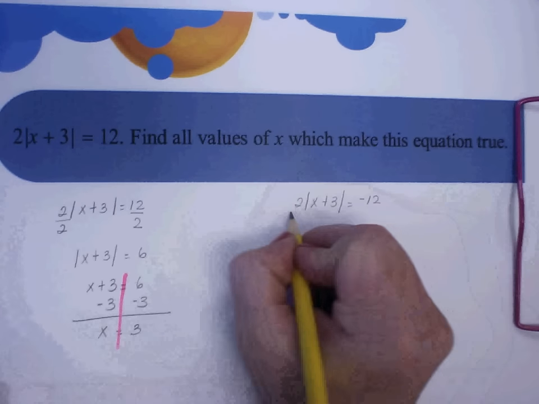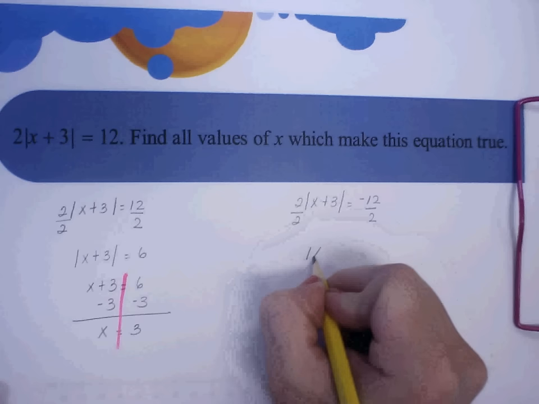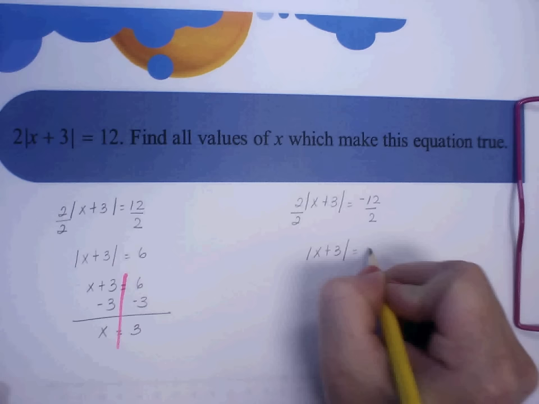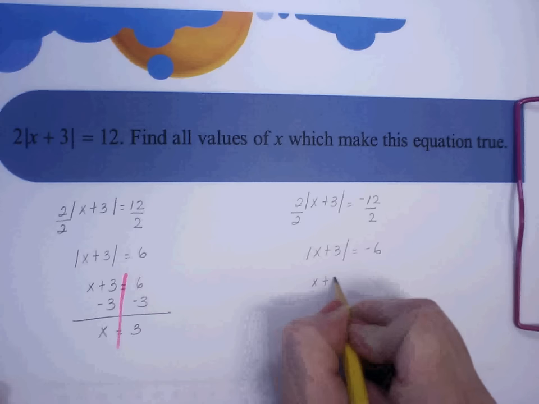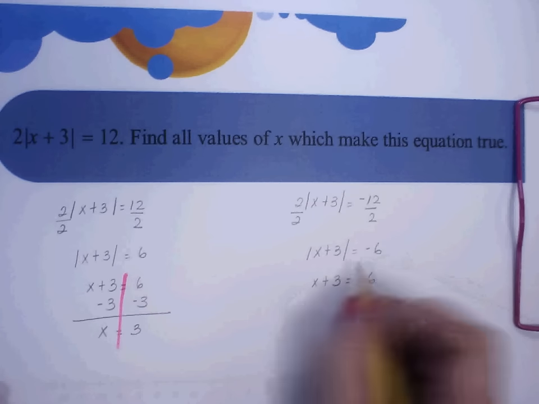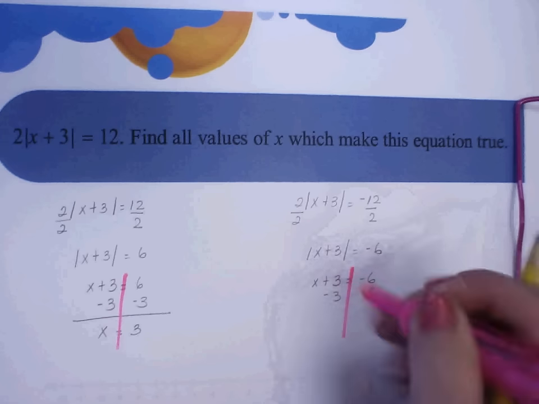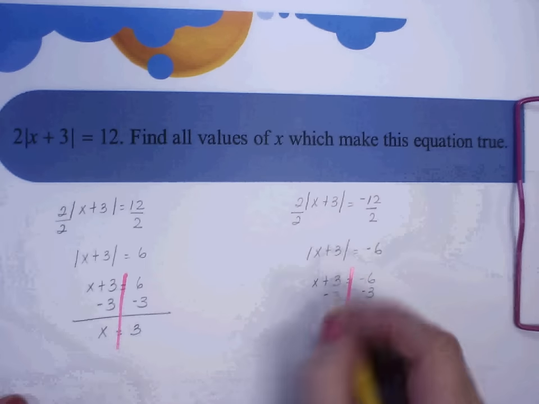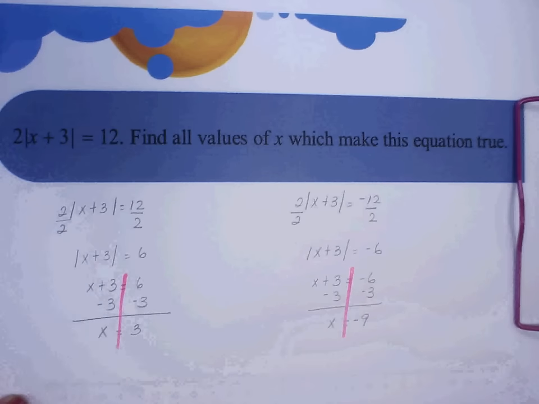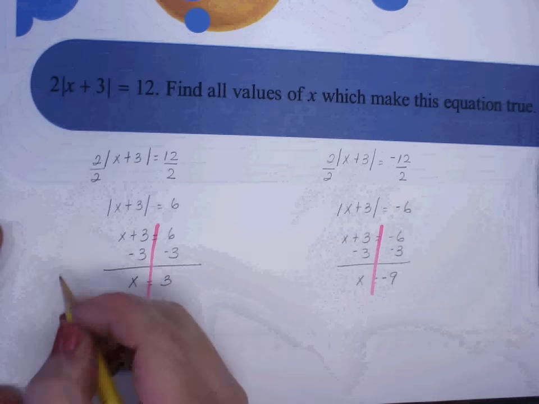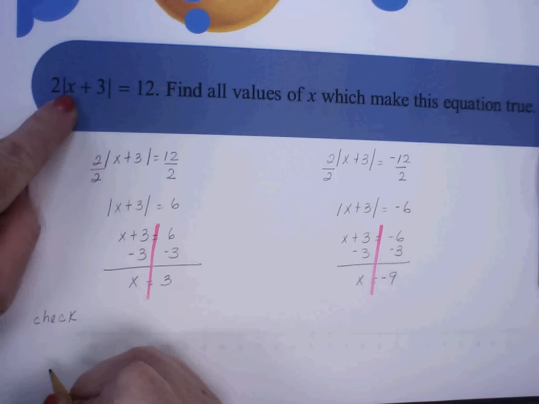For the next one, I'm going to do the same thing. I'm going to get rid of the 2 first. Then I'm going to go ahead and get rid of the absolute value so that I can solve this. And then minus 3, and x equals negative 9. And you can also check if you want to. I'm going to go ahead and check real quick. Write the original equation.